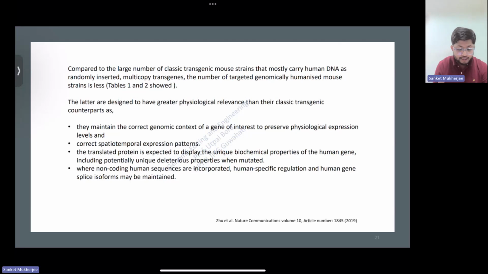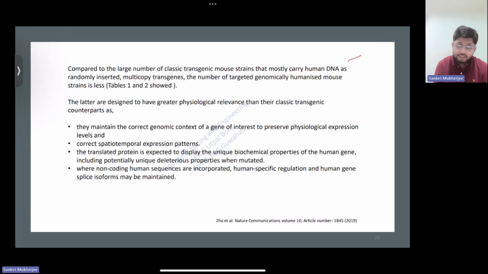The number of targeted genomically humanized mouse strains is less compared to the transgenic mouse that we all have, right? So the humanized mouse models or humanized animal models have more relevance because they maintain the correct genomic context, and the gene of interest. We are not talking about homologs here. We are not talking about gene homologs in the case of humanized animal systems, but rather the human gene itself.